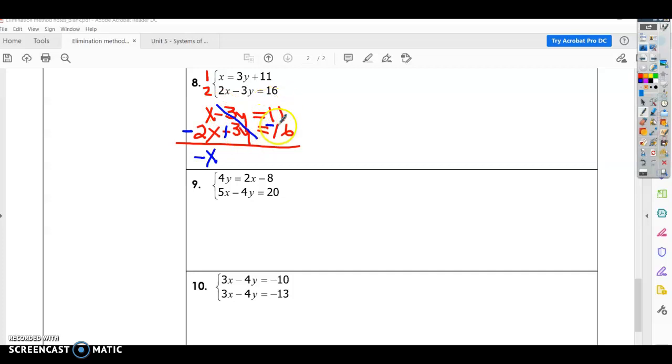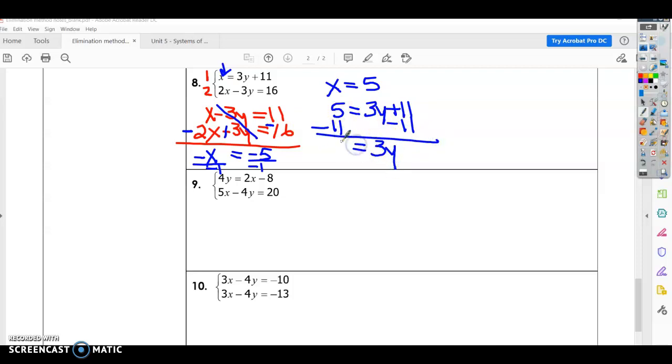And then 11 minus 16, which is -5. Divide by -1. X equals 5. All right, so take 5 and plug it into one of the equations. So I'm going to have 5 equals 3y plus 11. And then subtract 11. And 3y equals -6. Divide by 3, y equals -2. All right, so we have our x and our y. So that's our ordered pair, x and y.